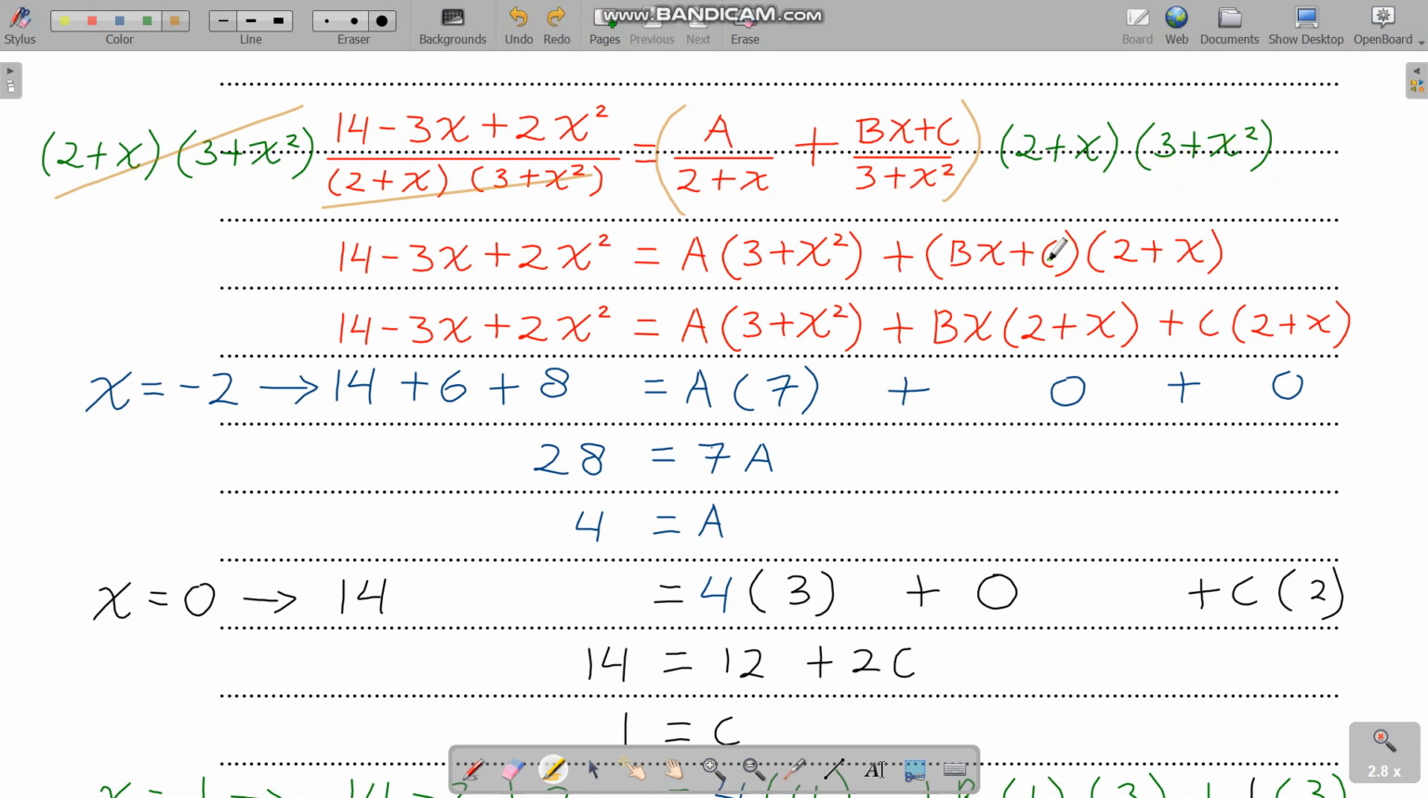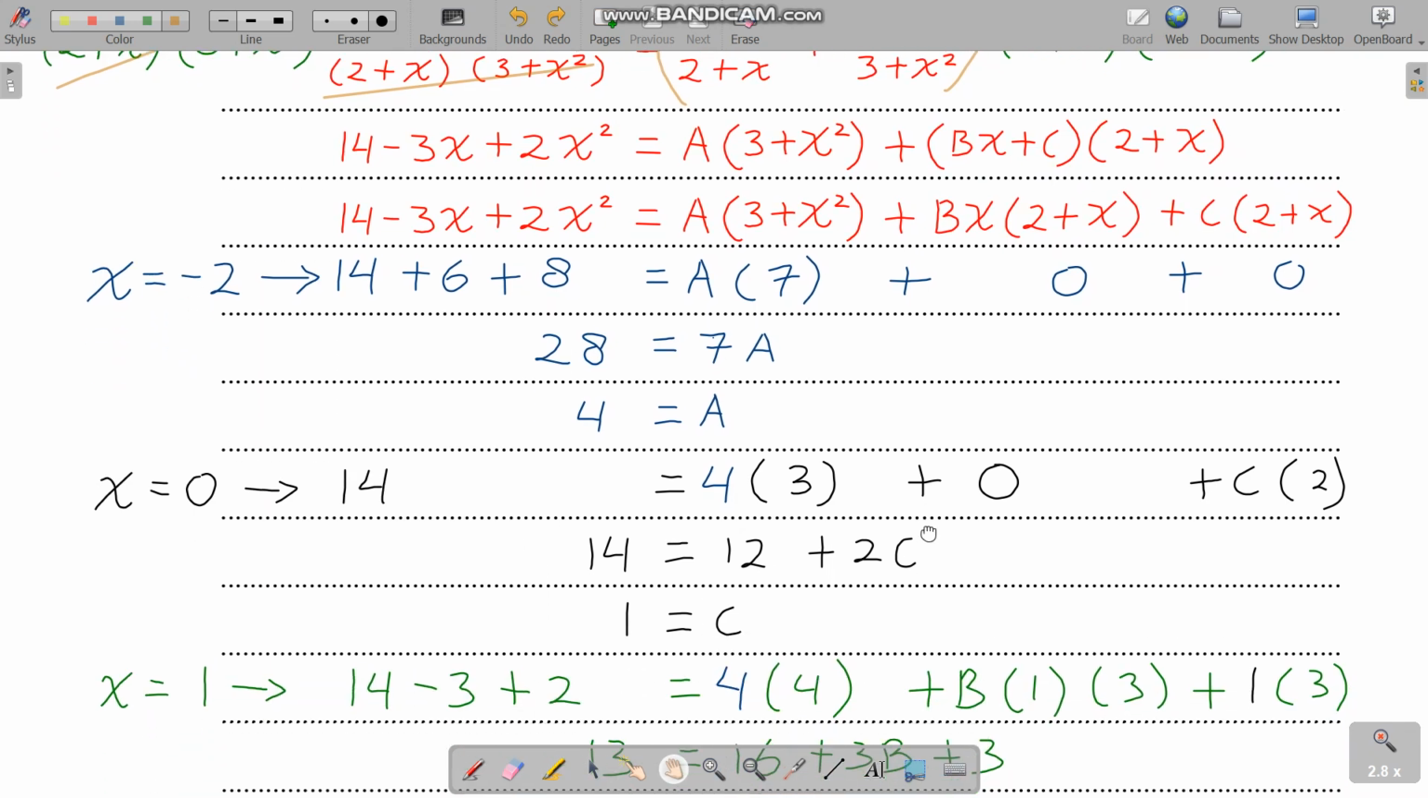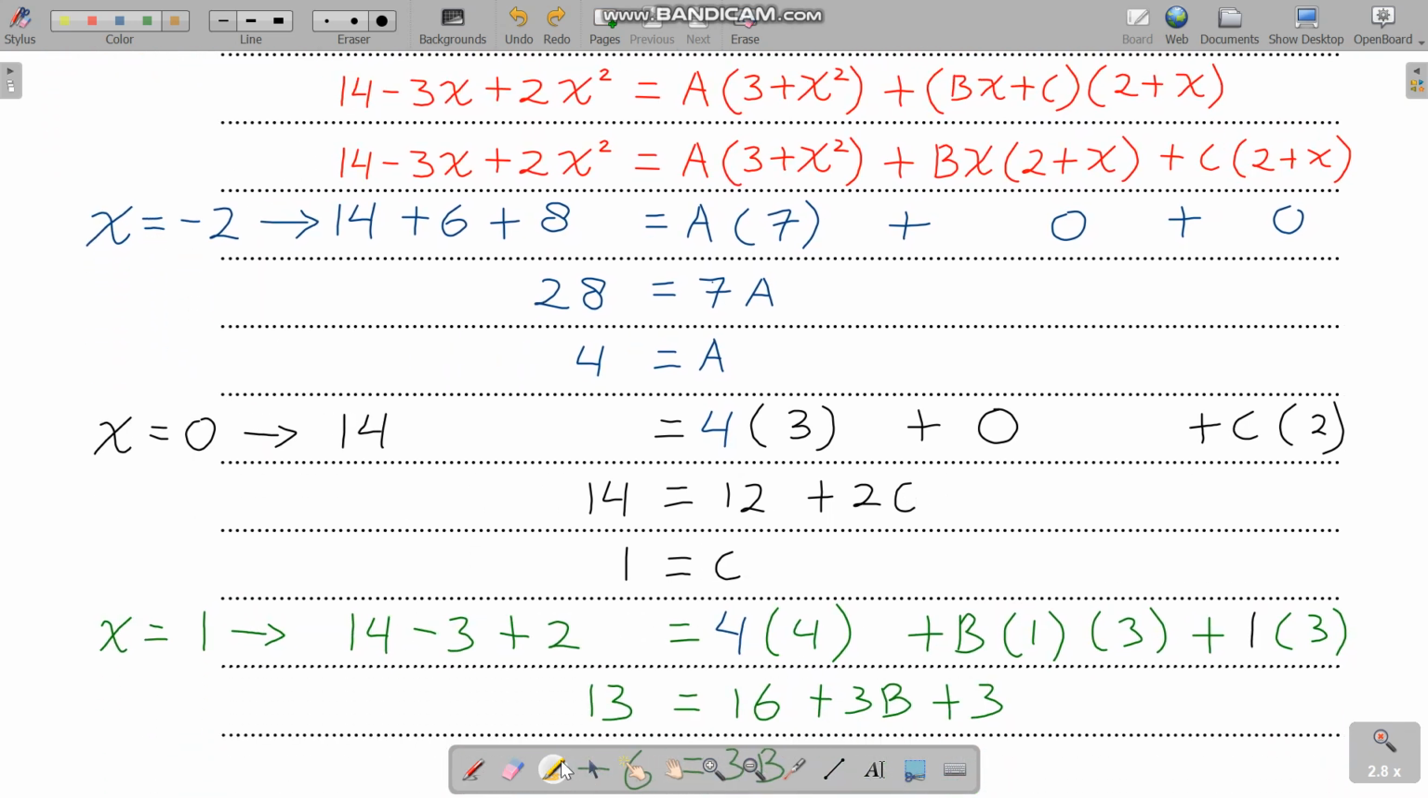Notice that the brackets are important here. And then we want to separate the terms with the b and the c. So bx times 2 plus x, c times 2 plus x. So we separate the b and the c. And then we use the zeros of the factors. So the zeros means the values of x that can simplify the whole term to be 0. So in this case, we use minus 2.